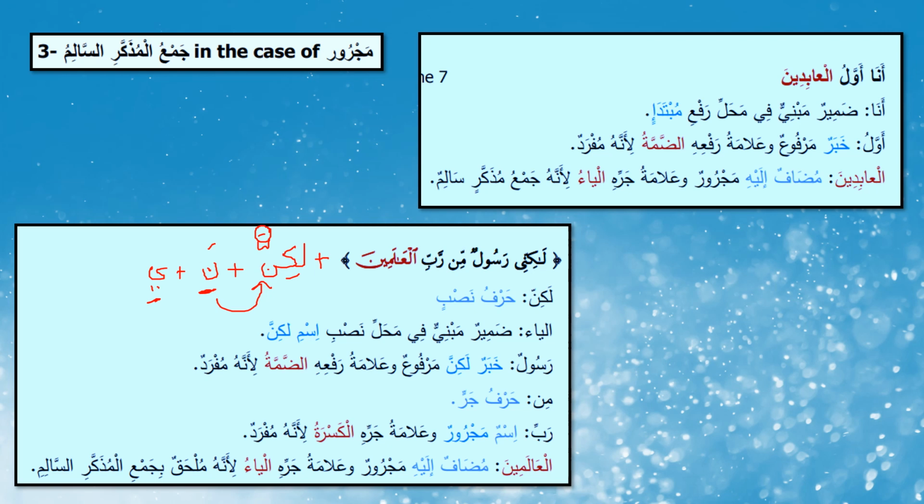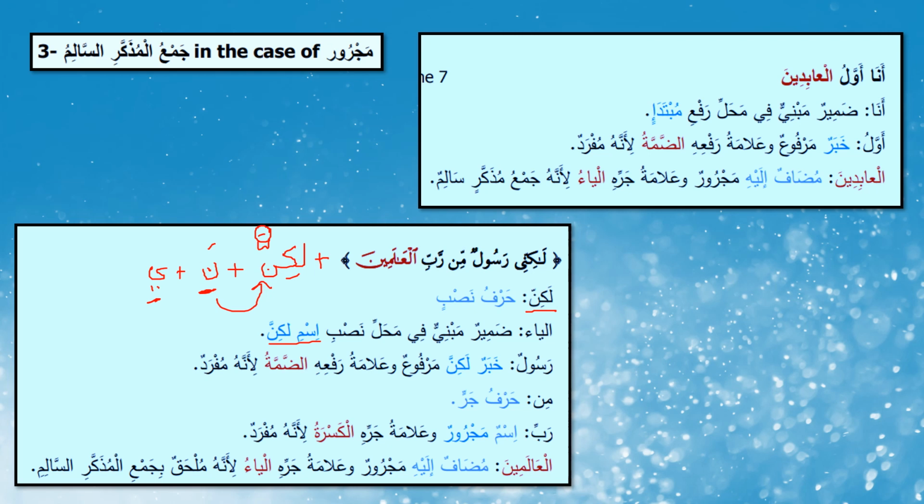لكنني رسول من رب العالمين. So lakinna is harf nasb and it's not called harf tawqid because inna alone is the particle which comes for emphasis. Other sisters of inna are not harf tawqid. Remember that it's only harf nasb. لكن حرف نصب، الياء ضمير مبني في محل نصب اسم لكن. Why اسم لكن has come? Because the sister of inna has been used, so it is no longer اسم inna, it's اسم لكن.